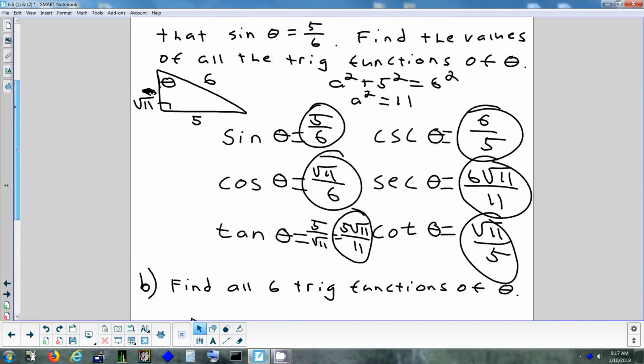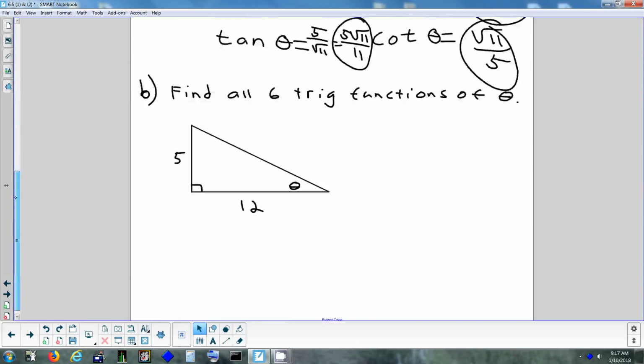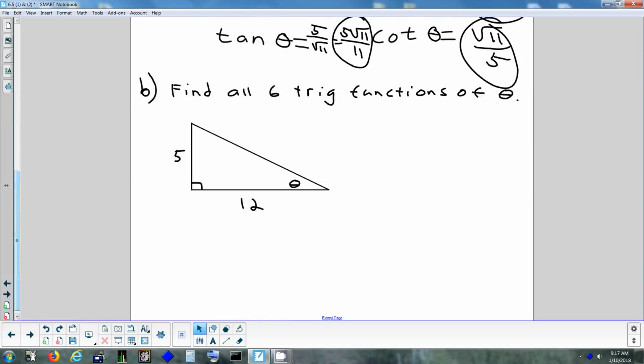Okay, a little different than the last one. The last one I gave you the hypotenuse and a leg. This time I'm giving you a leg and a leg. So when you use Pythagorean theorem, put it in the right spot.